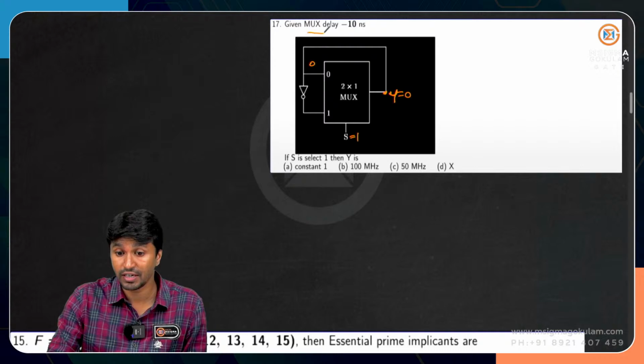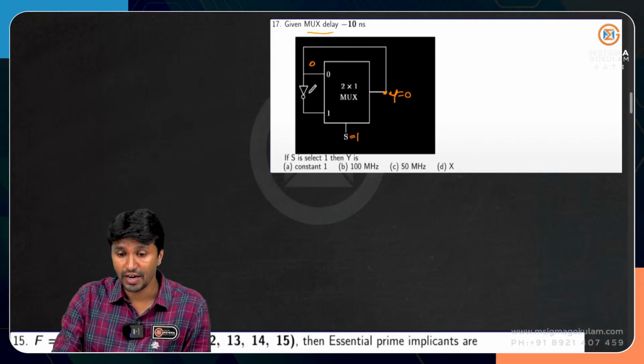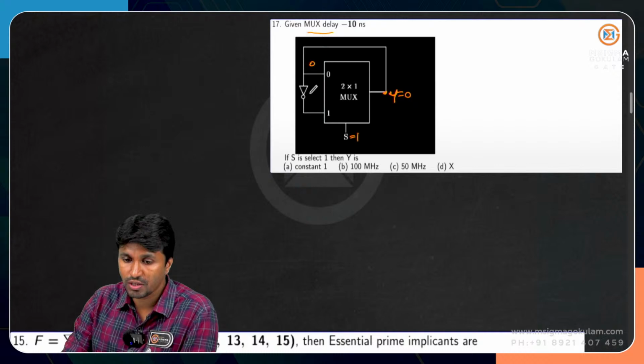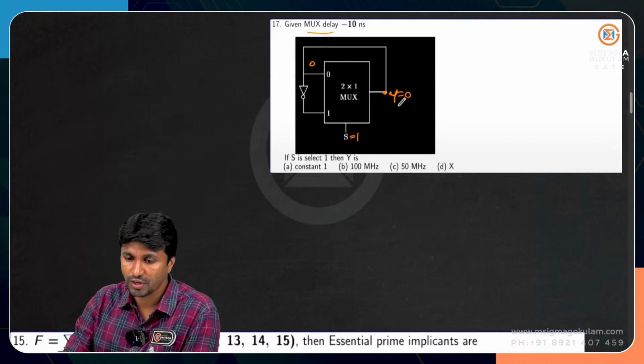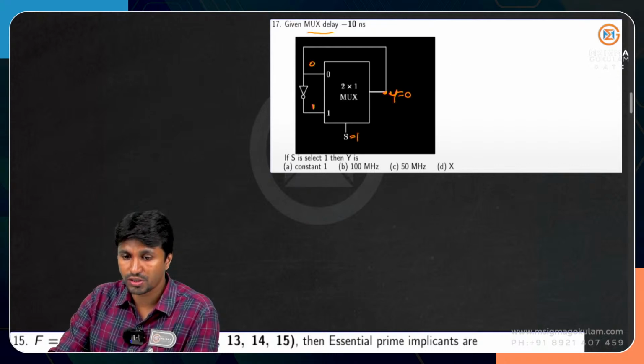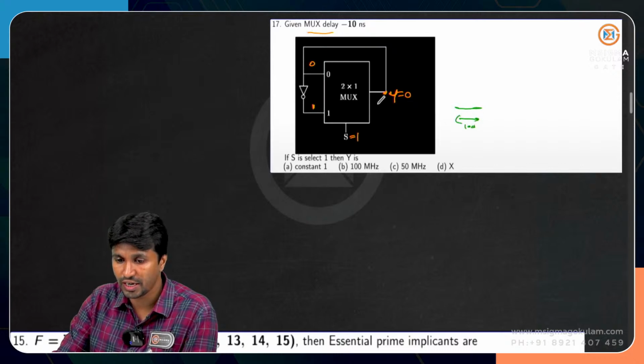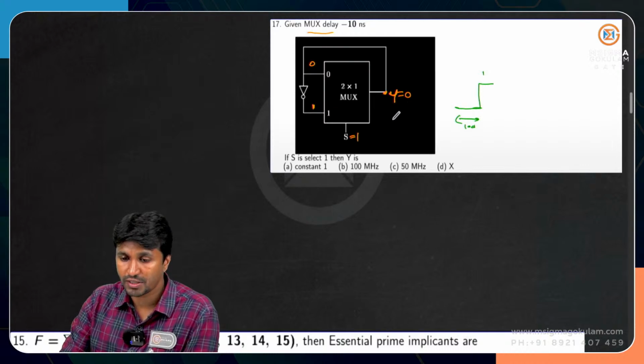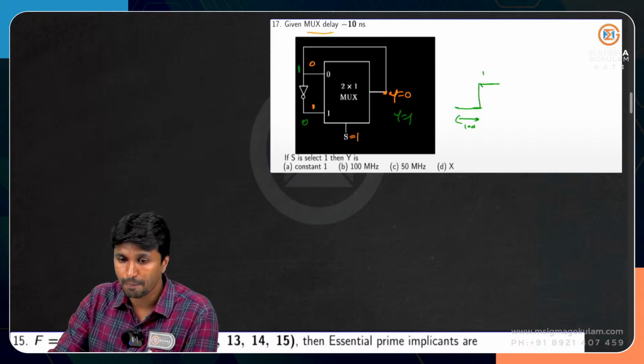He has given that the delay of the mux is 10 nanoseconds, and the delay of the inverter is not given, so you can take it as 0 seconds. So if this is 0, this will be equal to 1. Initially the output was 0, so after a delay of 10 nanoseconds, the output will switch to 1. Now the output is 1, so this 1 will be fed back, and the inverter output is 0, so the output switches to 0 after 10 nanoseconds.